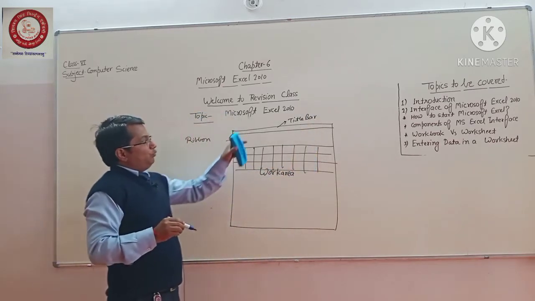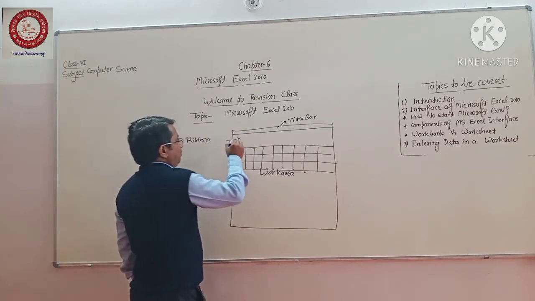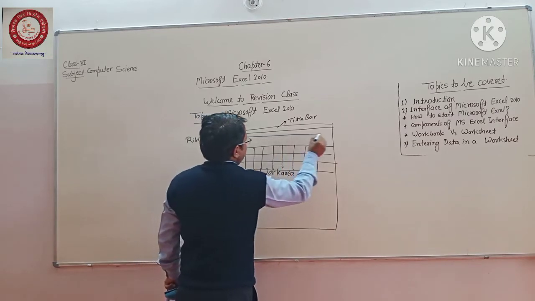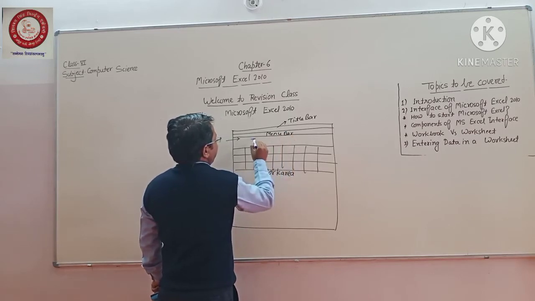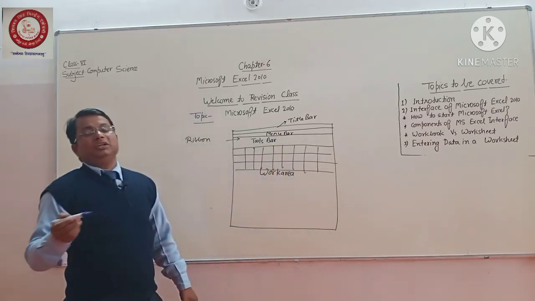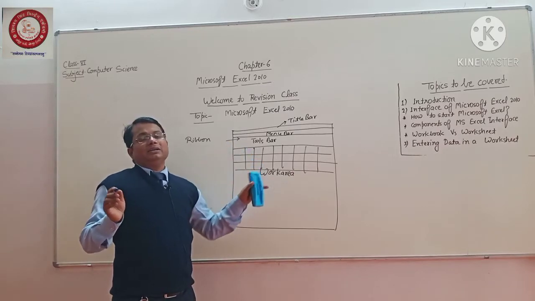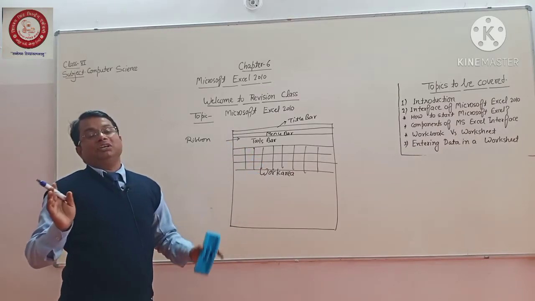Okay, now once you have the title bar, at the bottom, below the title bar, there is a menu bar. This is called the menu bar. And apart from this, below the menu bar, there is a toolbar. Various kinds of buttons are available according to their tab. And the toolbar is divided into various kinds of groups according to their tab.